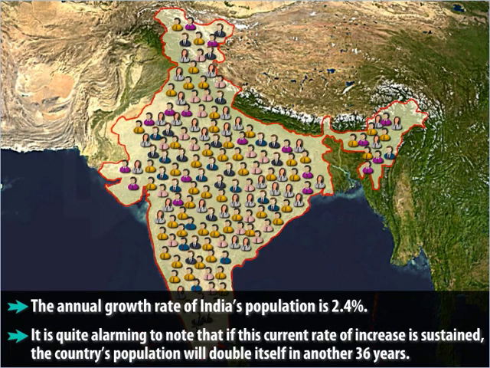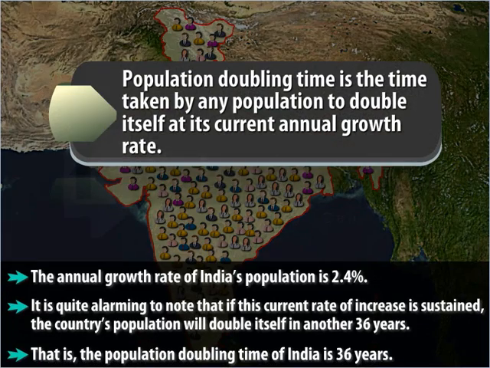It is quite alarming to note that if this current rate of increase is sustained, the country's population will double itself in another 36 years. That is, the population doubling time of India is 36 years.